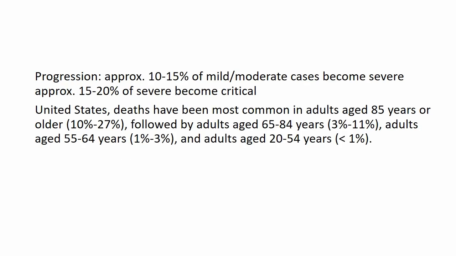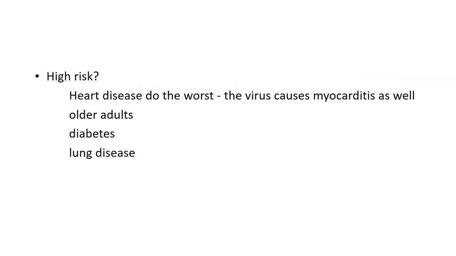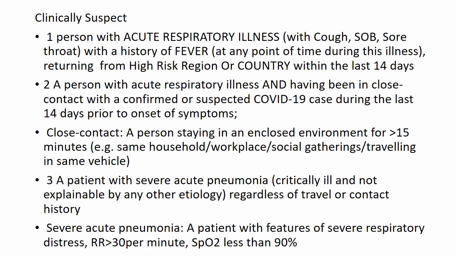In USA, high mortality rates are seen in elderly population and less in younger age groups. The people with heart diseases get the worst results as the virus causes myocarditis as well. And other high-risk groups are elderly people, the people with diabetes and lung diseases.